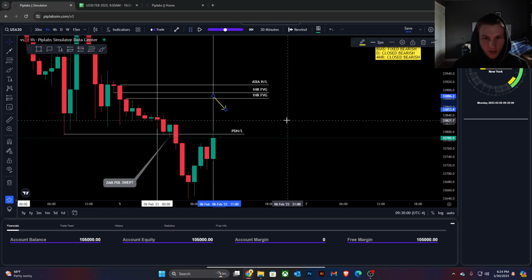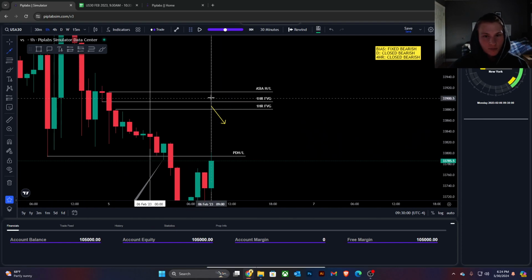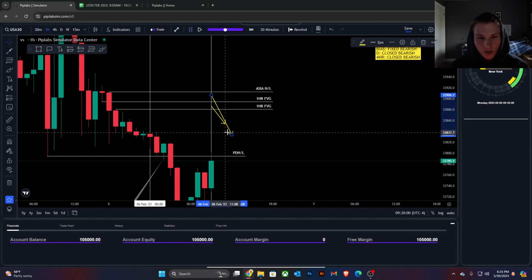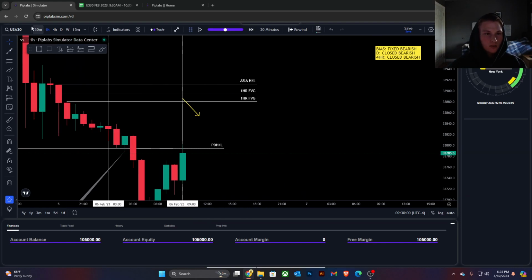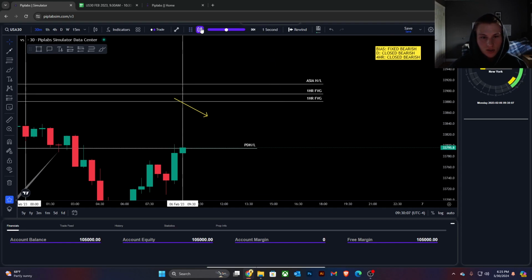So we could see a move down from this 1 hour fair value gap, and if price wants to break this Asia high, then we could get our false break from here, and that would just be another confluence that we're continuing downward. So we're gonna skip exactly to 9:30. See how price opens up.